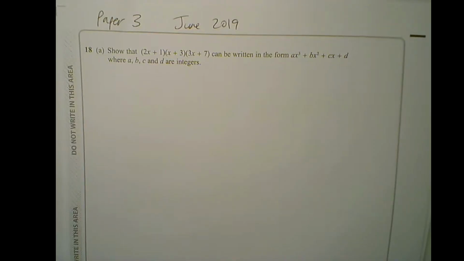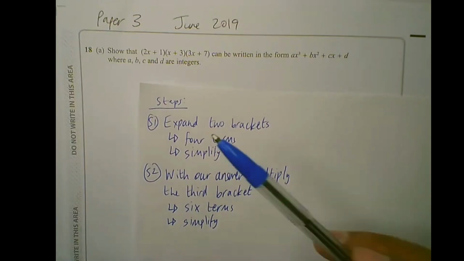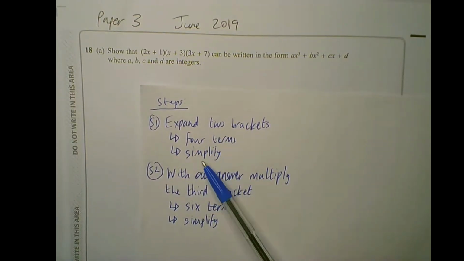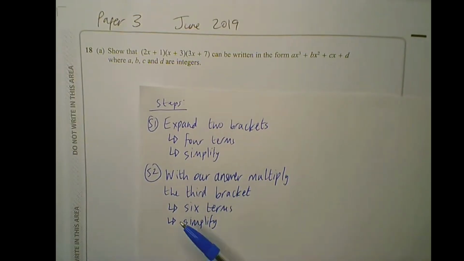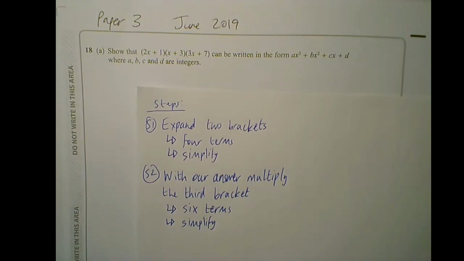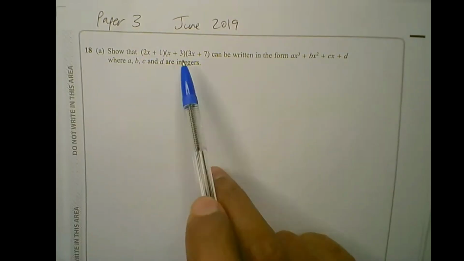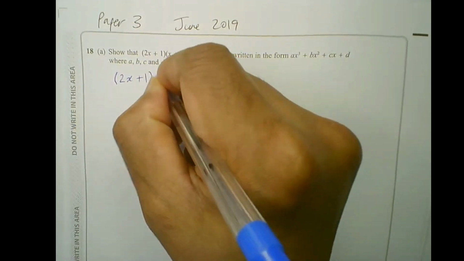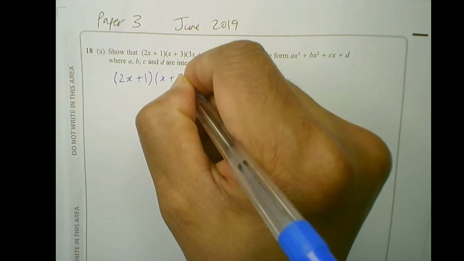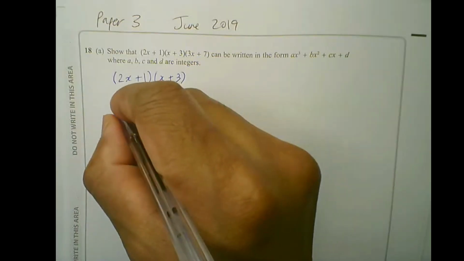And so, same thing as last time. We are going to be doing our steps. Step 1, expand with 2 brackets, we get 4 terms, simplify. Then step 2, with our answer, multiply the third bracket to get 6 terms, and we simplify. So let's get cracking. Here you can see all of the terms are positive, which is good, so I'm just going to go with this order that's already there.